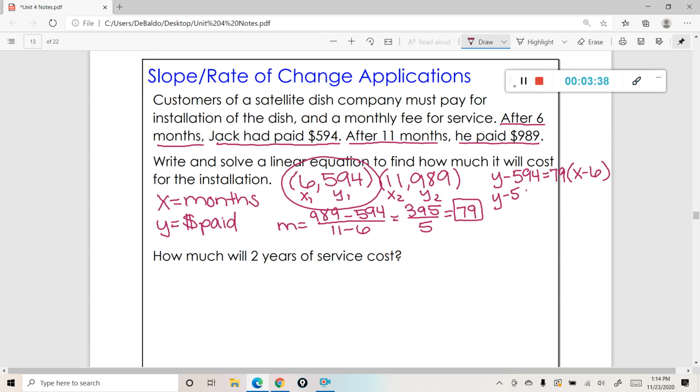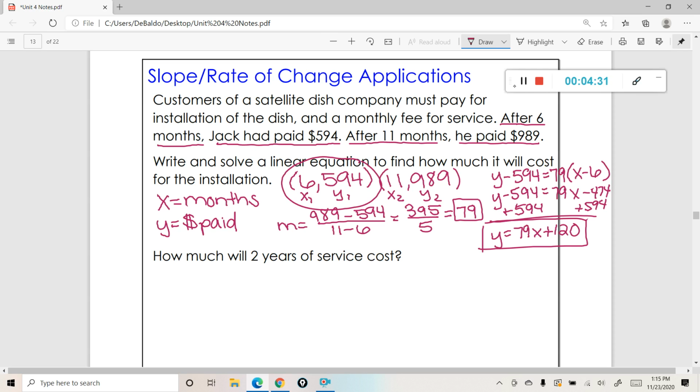Let's simplify this and put it into slope-intercept form. So y minus 594, I'm going to distribute: 79x minus 474. Notice how our numbers are a little bit bigger here. I'm going to add 594 to both sides to give me y is equal to 79x plus 120. So this is the equation of the line that we're creating, because as long as nothing changes about the service that Jack is getting from the satellite dish company, this should create a linear equation. The more months that he uses the service, the more money he has to pay. And it should be in a nice linear format as long as nothing changes with that installation or service.